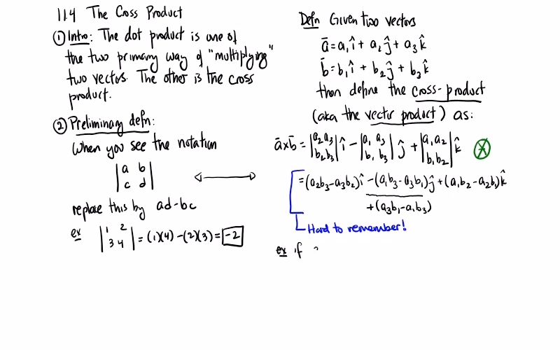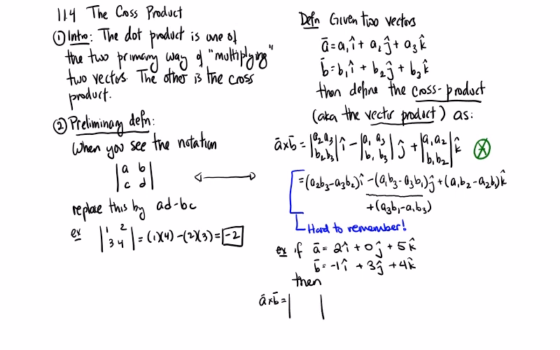So for example, if I write, say, A equals 2i plus 0j plus 5k, it's a bit sloppy, that's a j right in there. And if B is negative 1i plus 3j plus 4k, then when we do that cross product, A cross B, this time I'll write it all out with the determinants.